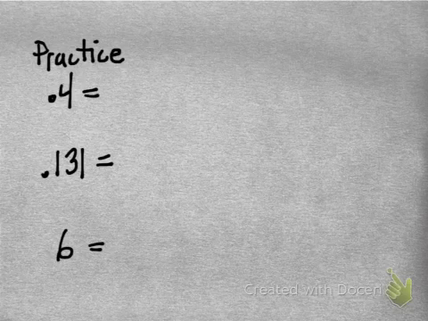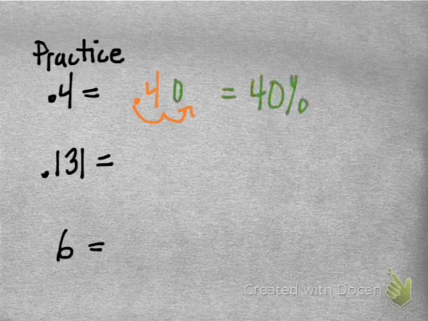Alright, so how'd you do on those? We'd slide this over 2 spaces to the right. So 1, 2, have to add a 0, and we get an answer of 40%. Okay? Same thing on the next one.